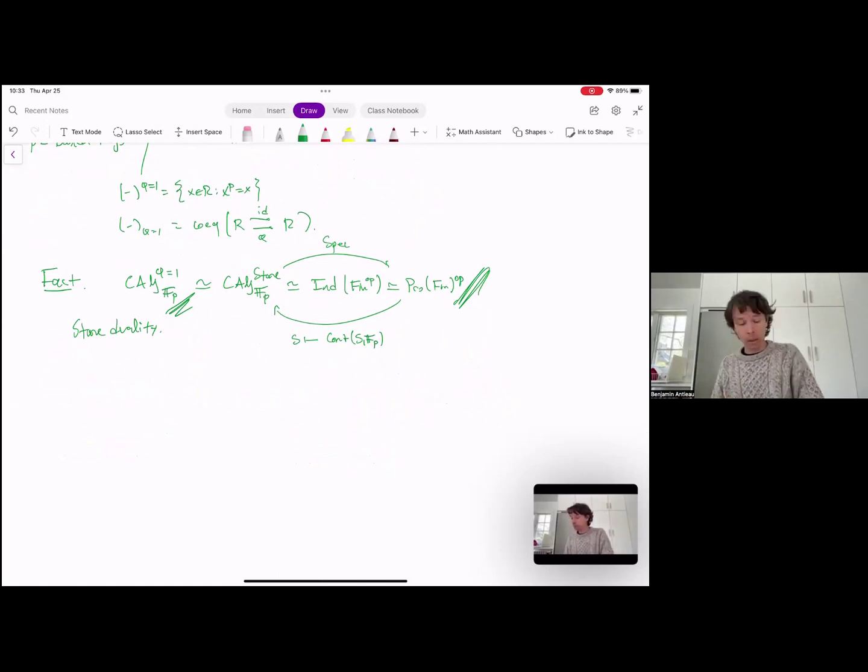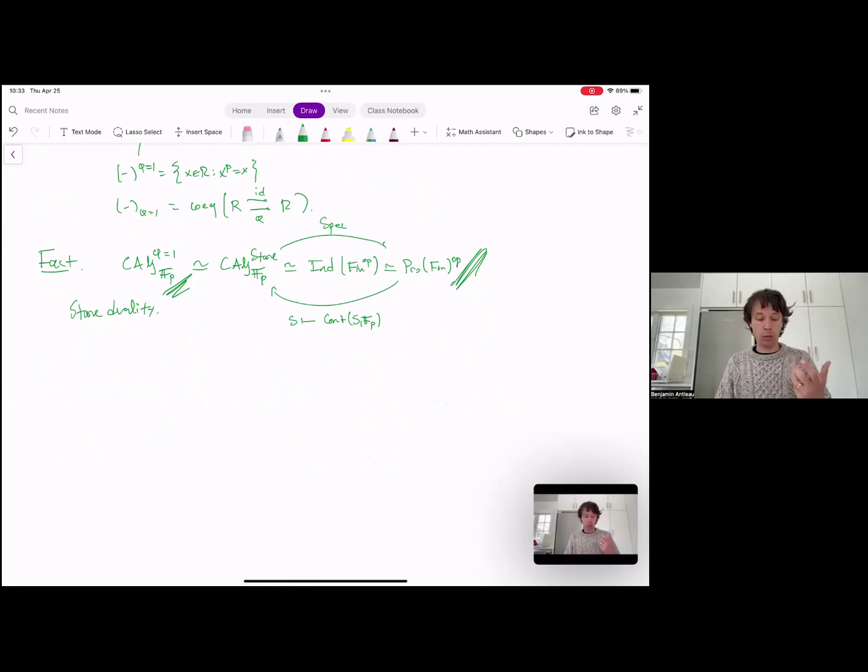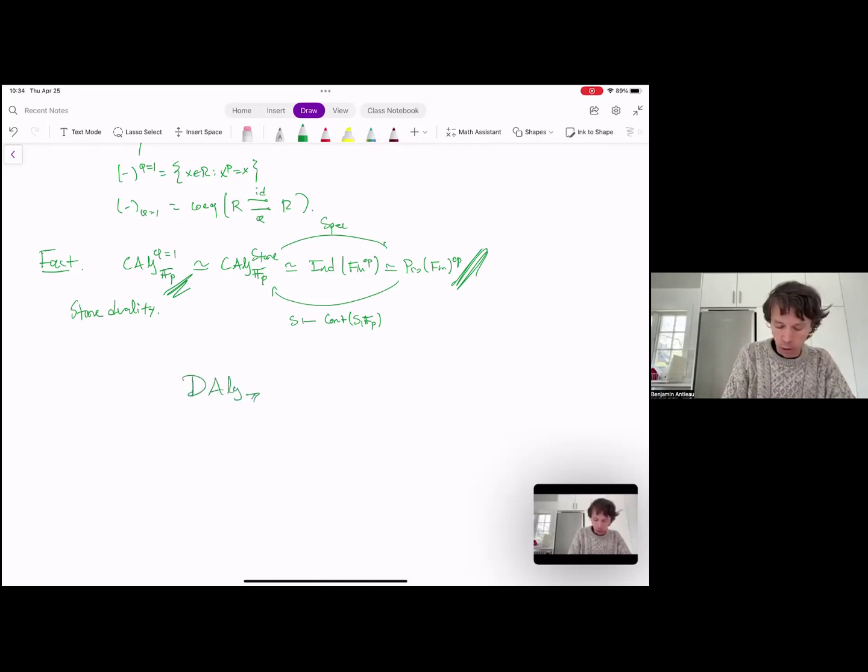Okay. So what we're going to do next is build a derived version of this whole story. There's something called derived commutative rings. I probably won't say much about this. This is basically built as follows.